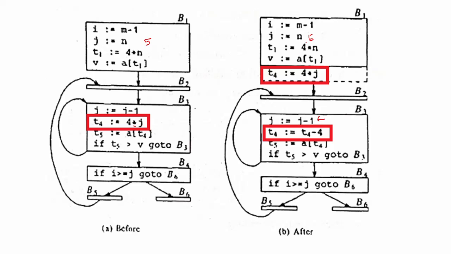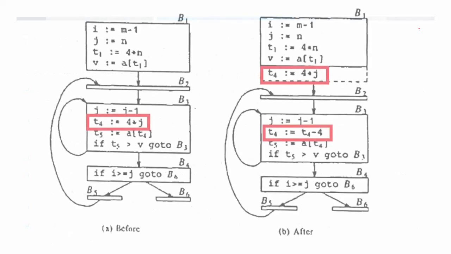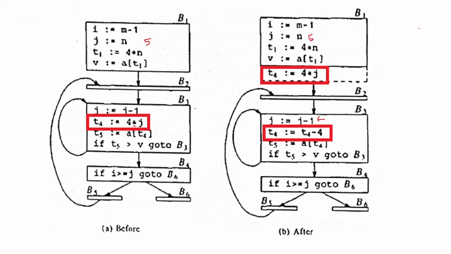The time will be reduced, and similar to it, we are moving this T4 is equal to 4 into J out of the loop also. So here we are performing code motion. So definitely it will optimize my entire code. This is what we call induction variable elimination, what we have done before, the constant increase or decrease. And here this is the reduction in strength. Instead of performing the multiplication, we are doing the subtraction operation here, right? So this is what the principal source of optimization is about.